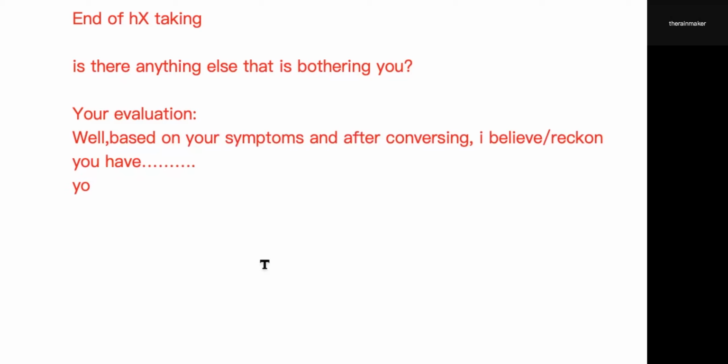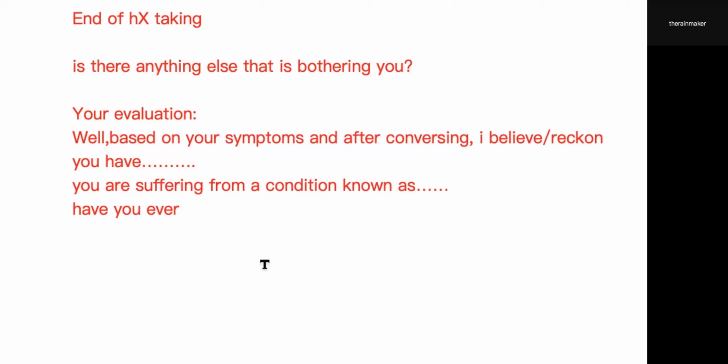Or you are suffering from a condition known as blah blah blah. Have you ever heard of it? Always ask this to the patient. So by talking to you, I come to the conclusion that you have gastritis. Have you heard of this? Do you know what this condition is?